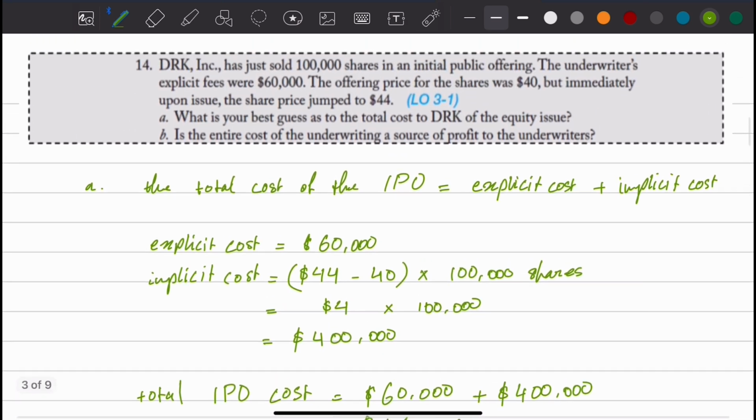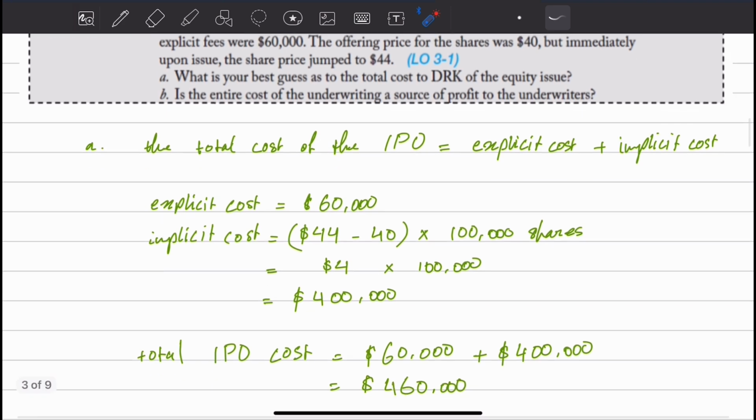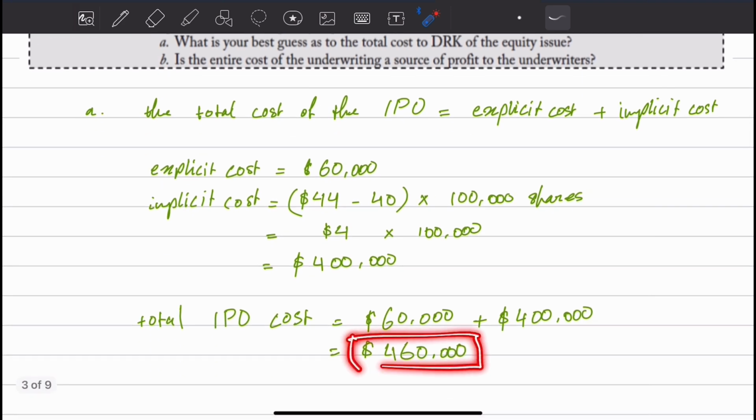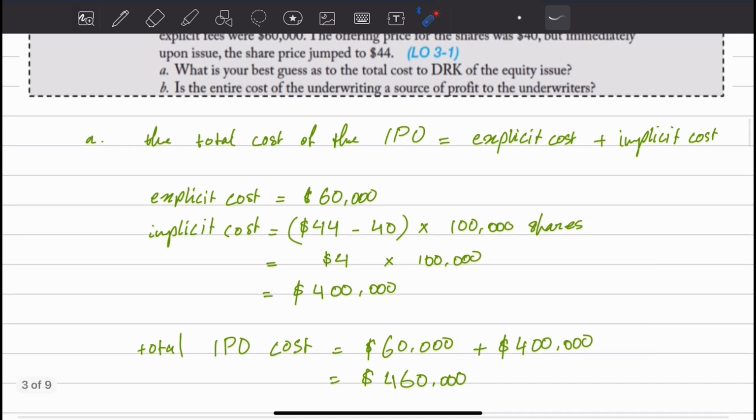Now we'll go back to the question. We have another part here, part B. It says, is the entire cost of the underwriting that we just calculated here a source of profit to the underwriters? They're asking, does the underwriter get all of this amount, which is the total, the $460,000? The answer is no. The underwriters only get the explicit cost component, which is the $60,000, right?